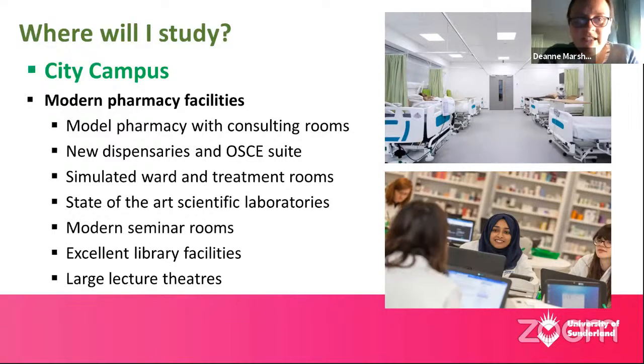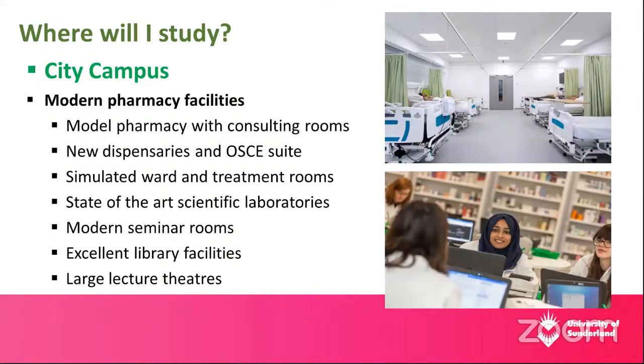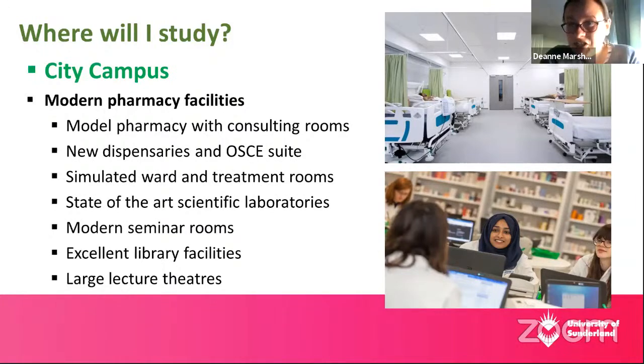So, if you come to Sunderland and join us, where will you study? Well, we are based on the city campus. So, we're based right in the centre of Sunderland, okay? And we have some lovely facilities which are very modern and have had some great updates over the last few years. We have a model pharmacy and some consultation rooms, so we were able to discuss cases with our expert patients. We also have some dispensaries or simulated pharmacy rooms and an OSCE suite, which allows us to do our assessments and also practice those as well.